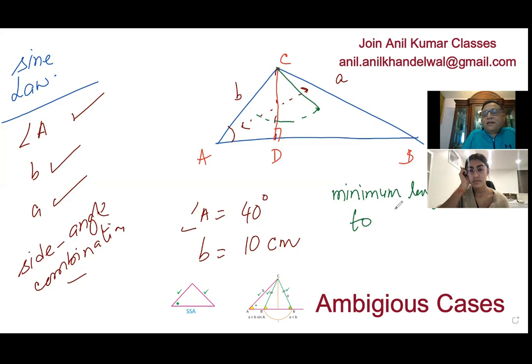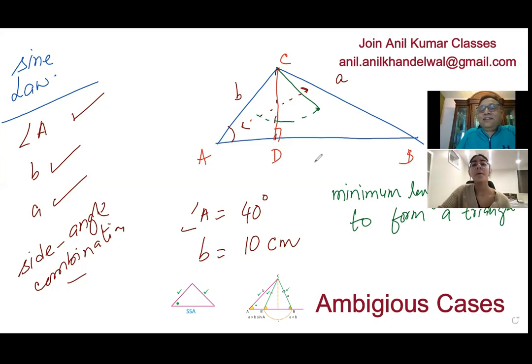To form a triangle, can you work this out? So we're given angle A, 40 degrees, and B is 10 centimeters. Don't we need another side though? We'll find the minimum length of the side that will form one triangle.